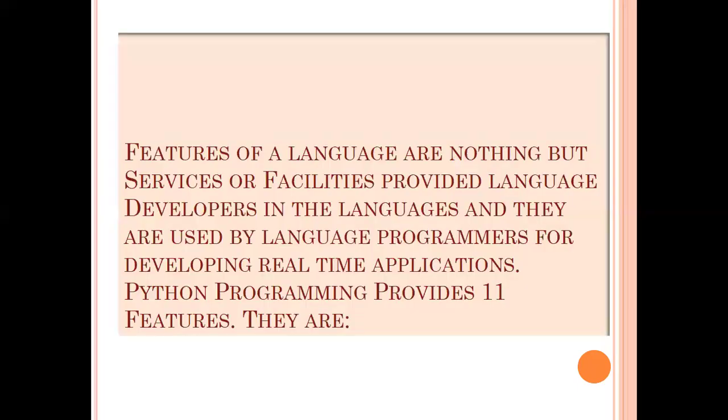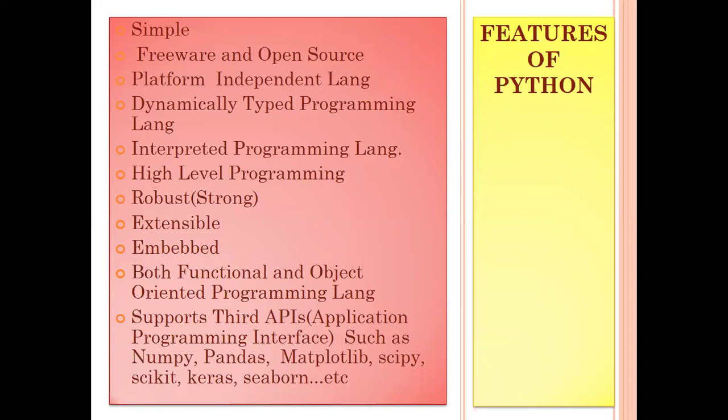Then we started discussing the features of Python, but before that, we need to know what features are. Features are nothing but the services or facilities provided by the language developers in the language, and such features are used by programmers for developing real-time applications. Python has 11 features: it is simple, freeware and open source, platform independent, dynamically typed, interpreted, high level, robust, extensible, embedded, and both functional and object-oriented. It also supports third-party APIs such as NumPy and Pandas.